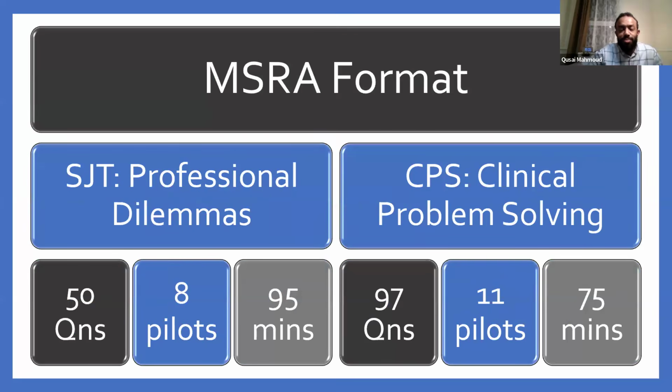So what's the MSRA format? You will be examined in 2 papers on the same day. I'm saying paper, but it's a computerized exam. You will start with the professional dilemma, which is the SJT. It is a 50-question exam. 8 of them are pilots, so they do not count toward your final mark, but you never know which is which, so you have to do all of them. You do 50 questions in 95 minutes, and there are 2 types of questions: one ranking, and the other 3 best of 8, as we will see.